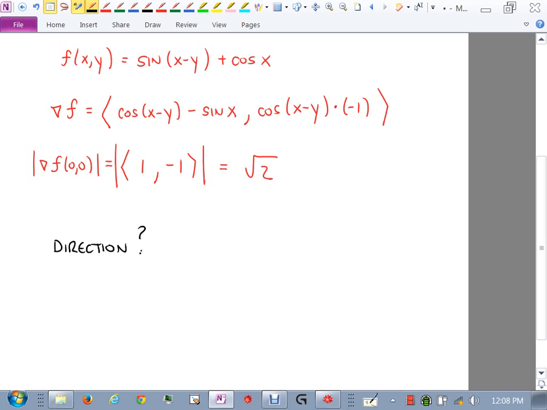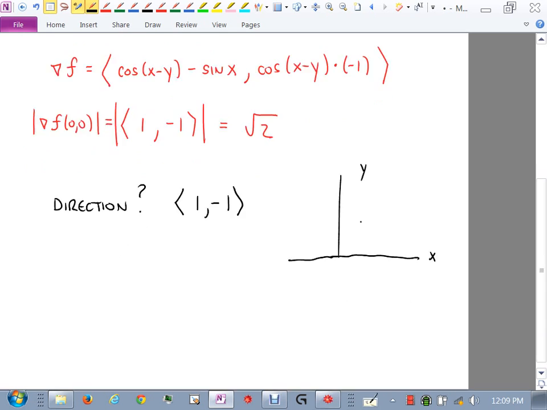Well, didn't we say the direction was in the same direction as the gradient vector? Well, that means I point in this direction. So if you're looking at that on the ground, here's my x, here's my y. That's the vector to the right one, down one, right? That's this vector, isn't it? Y'all agree? That's 1, negative 1.